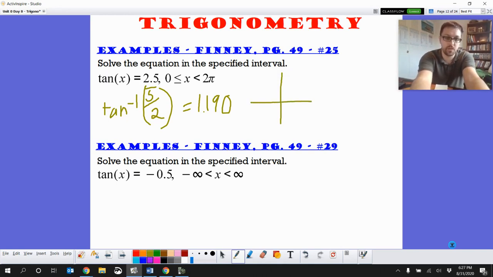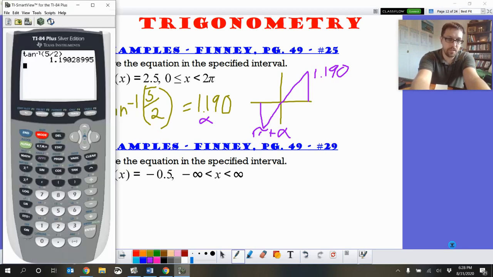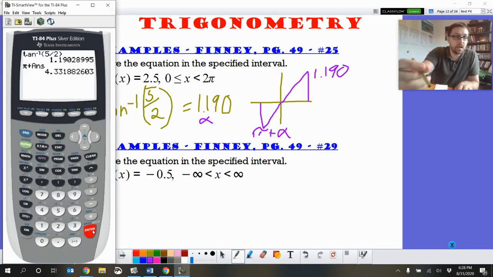I know tangent is positive in the first quadrant, and it's going to be positive in the third quadrant. In the first quadrant, we talked about, well, we didn't talk about, but it was on the thing. In the first quadrant, your reference angle, because that's what this thing is. It's my reference angle. It's not my answer. But in the first quadrant, reference angle is my answer. So in this one, it's 1.190. And in this bottom quadrant, we need to do pi plus my reference angle. So let's do that. 4.332.